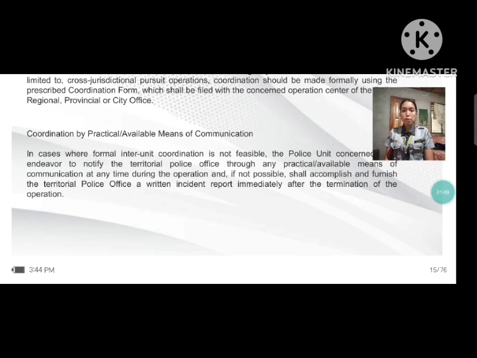If it's not possible to coordinate in writing, police can use any available way like radio, cell phone, or email to inform the territorial police. After the operation, they must still submit a written report about what happened. This rule is very important because it helps avoid friendly fire, or police shooting each other by mistake, makes operations more organized and safe, and ensures that all actions are properly authorized and legal.